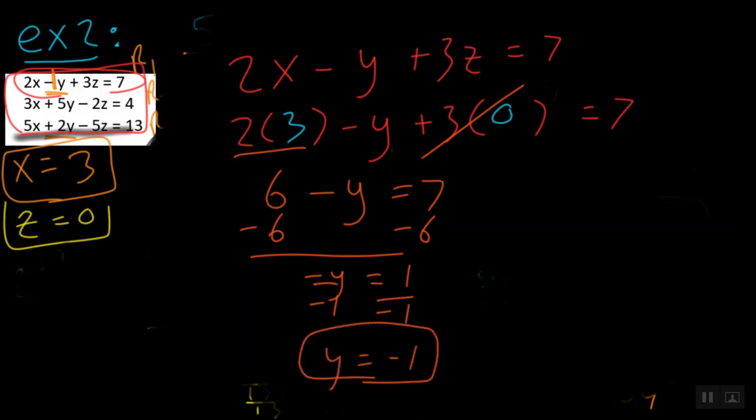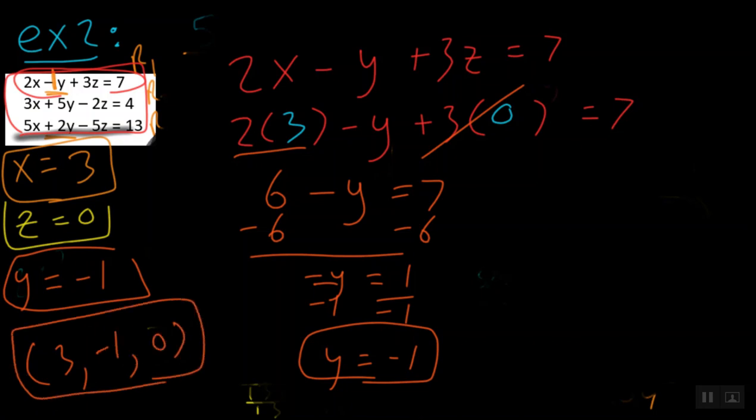At this point, we can now write our final solution. We know that our x value is 3, our y value is negative 1, and our z value is 0. Nice and easy.